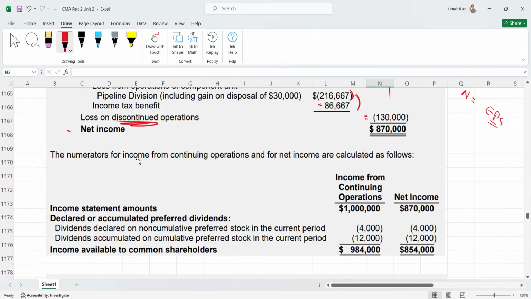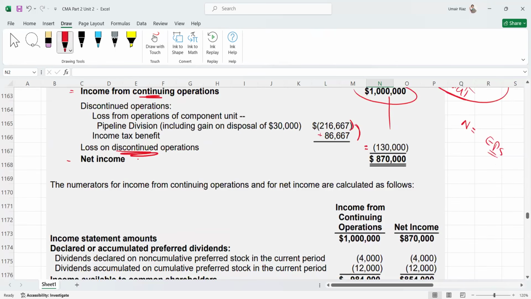So what we will do, see how these values are taken. This column is for income from continuing operation, this figure. And this column is for net income. Okay. So first we are writing income statement amounts. Income from continuing operation, we have 1 million, we will write it here. And net income, we have 870,000, we will write it here.